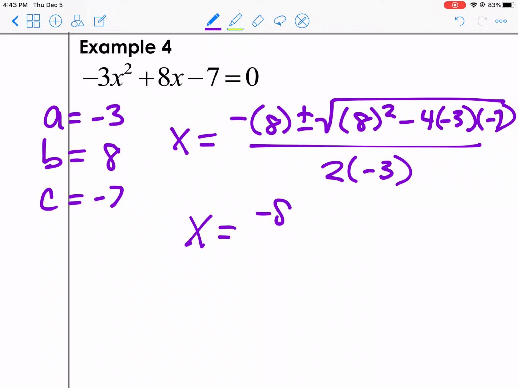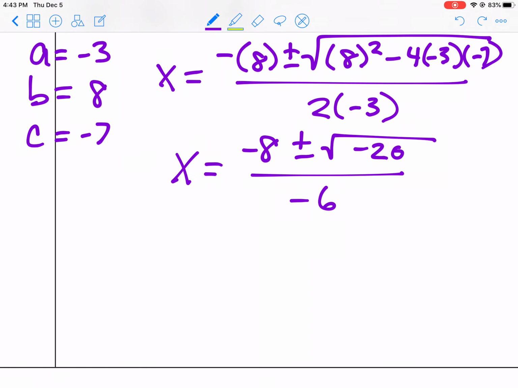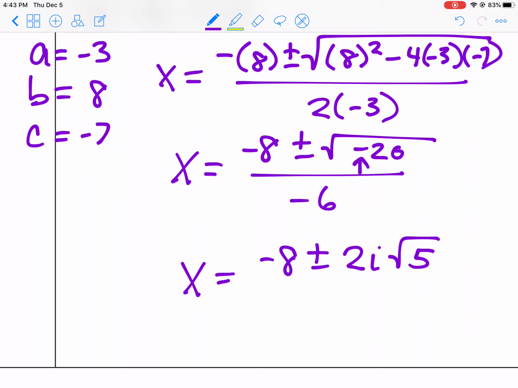Okay, negative parentheses 8 is just 8, plus or minus the square root of -20, all over, this is -6, right? 2 times -3. Okay, now we want to simplify the radical if we can. Since 20 is divisible by 4, which is a perfect square, we're going to have 2 root 5, but because it's negative, we're going to have 2i root 5, right? The negative under the radical, we can simplify that by bringing an i out instead, all divided by -6.